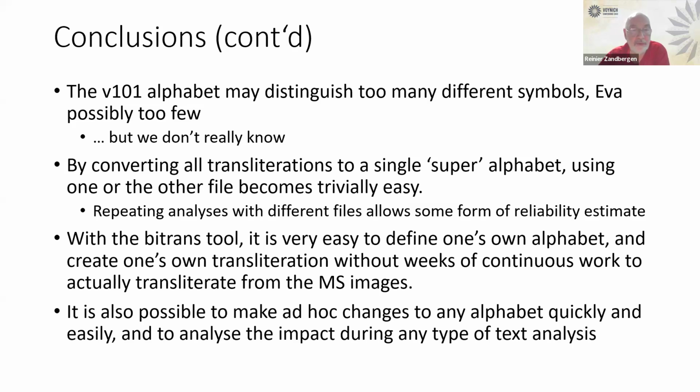With the tool called Bitrans, it has also become very easy to just define one's own transliteration alphabet. And one can create one's own transliteration without actually having to transcribe from the images, which would take weeks and weeks of continuous work. So one can just do it ad hoc by using any or all of the 5 existing files. And as I have shown, it is also possible to make ad hoc changes to any alphabet quickly and easily, and to analyze the impact of this during any type of text analysis.